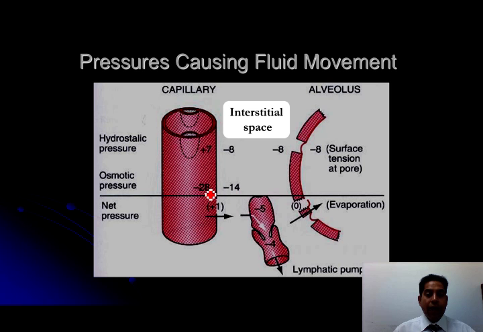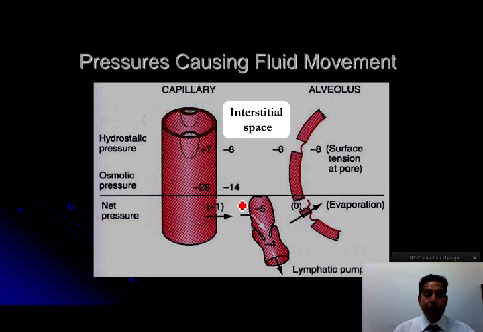-14, yes. And you will find that this -14, and the +7 and +8, are going to be added. So 15 minus 14 is equal to +1. So this is the net pressure with which the fluid is going to go out. So basically, it's a very small gradient between the capillary and the interstitium.